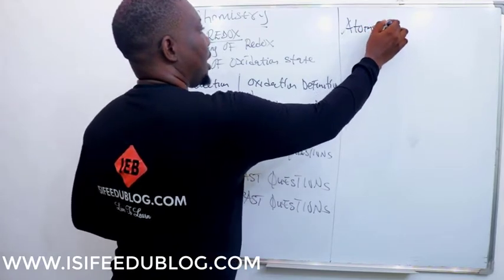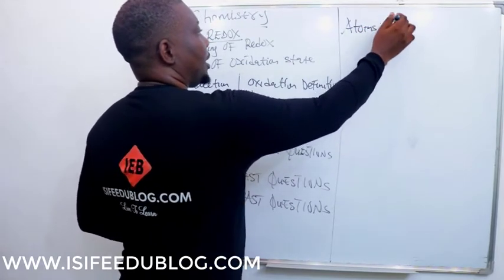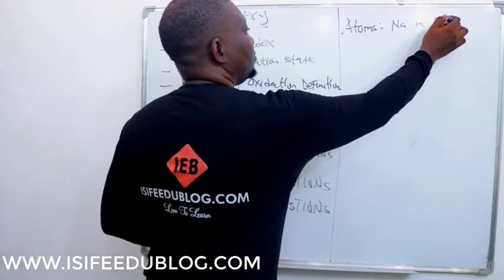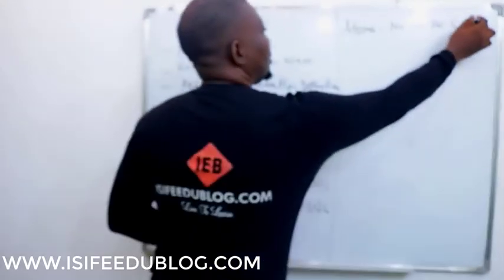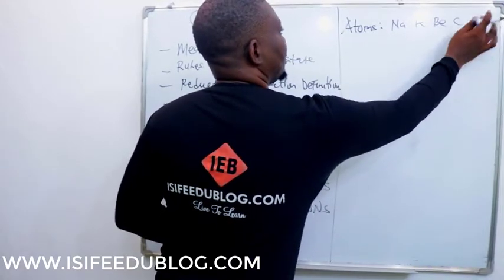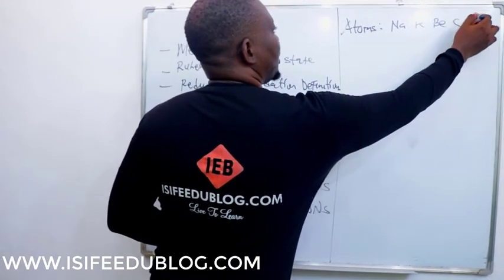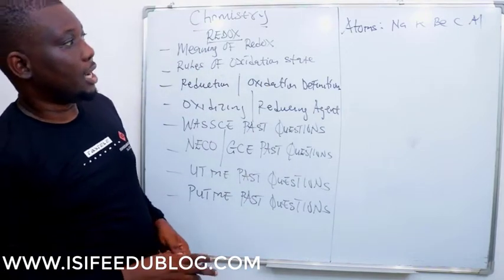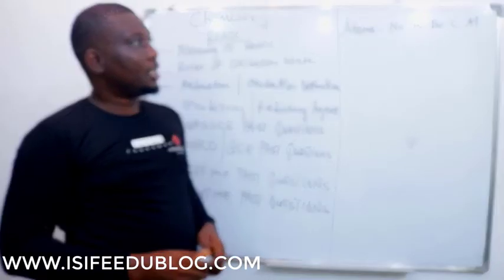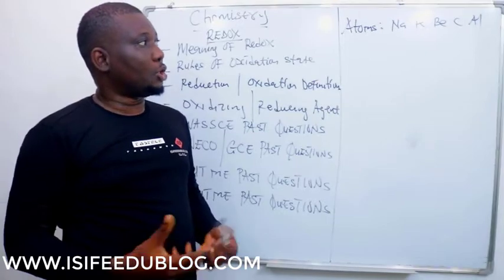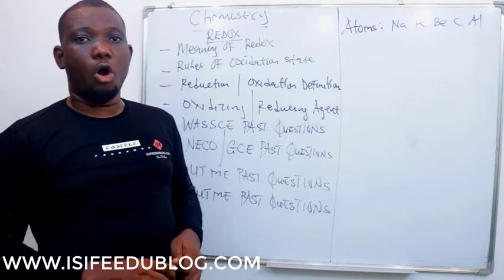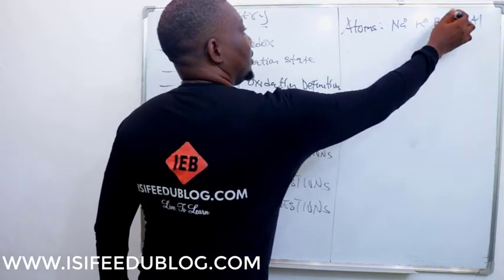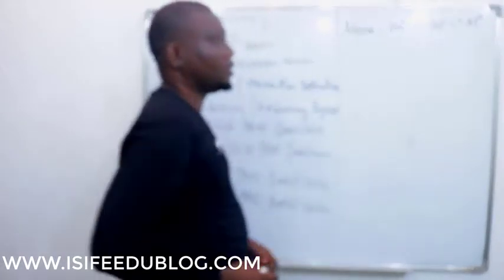atoms such as sodium, potassium, beryllium, carbon, oxygen, aluminium, etc. These atoms of these elements, as they are neutral, they are not combined, the sum of their oxidation states is equal to 0.